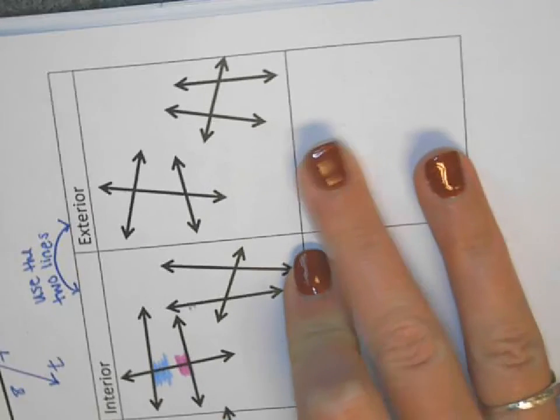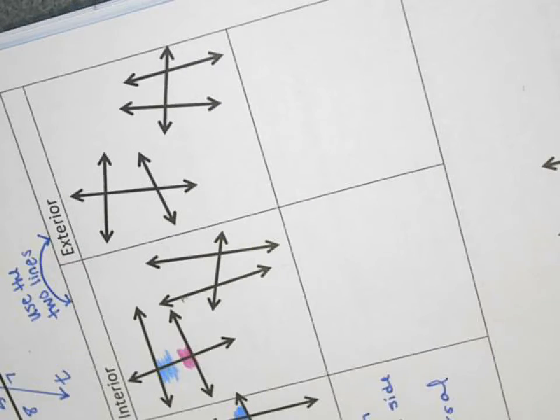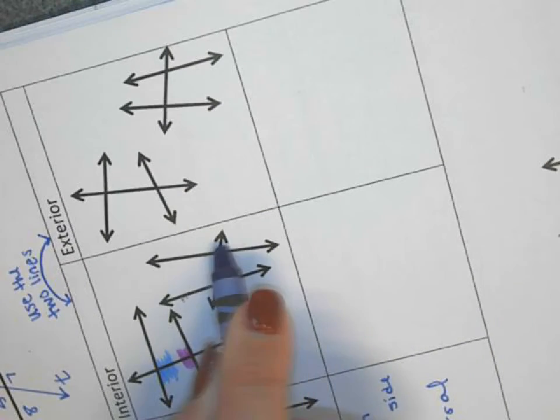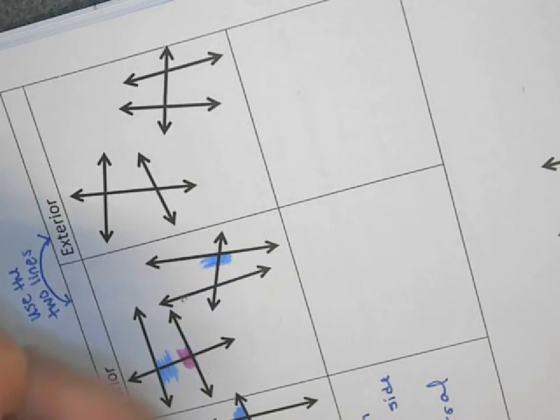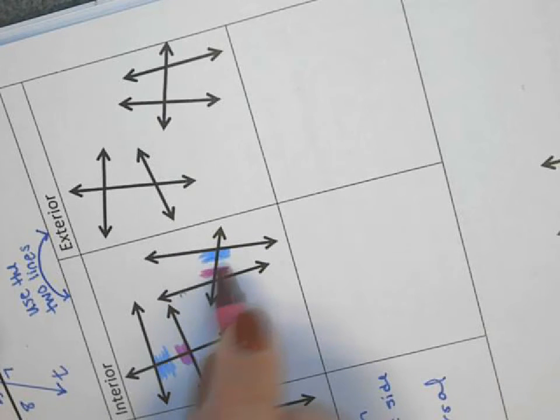Again, if you don't like the way this one looks, just turn your paper and make it so that that's a vertical line. Now it looks the same. You'd be talking about one of these two angles and one of these two angles, and those are interior angles. There are 4 interior angles.